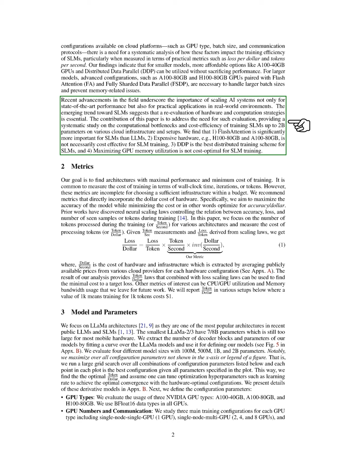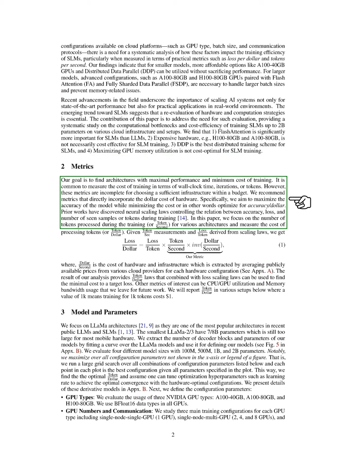The main contribution of our paper is to address the need for evaluating the computational challenges and cost-effectiveness of training SLMs with up to 2 billion parameters across different cloud infrastructures. We identify several key points. 1. Flash attention is more crucial for SLMs than for LLMs. 2. High-end hardware like H100 to 80 GB and A100 to 80 GB may not be cost-effective for SLM training. 3. DDP is the most effective distributed training method for SLMs. And 4. Maximizing GPU memory usage is not always the best strategy for cost-effective training.